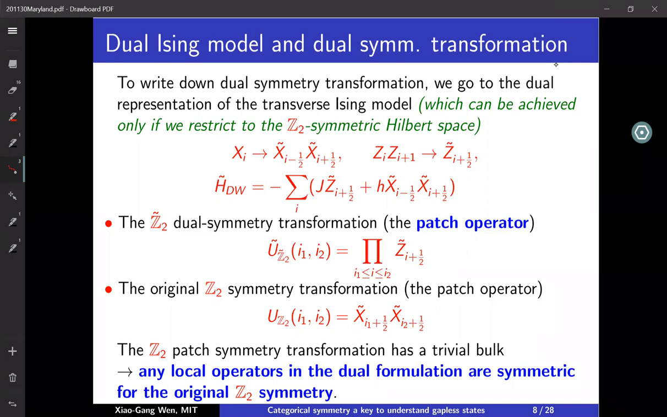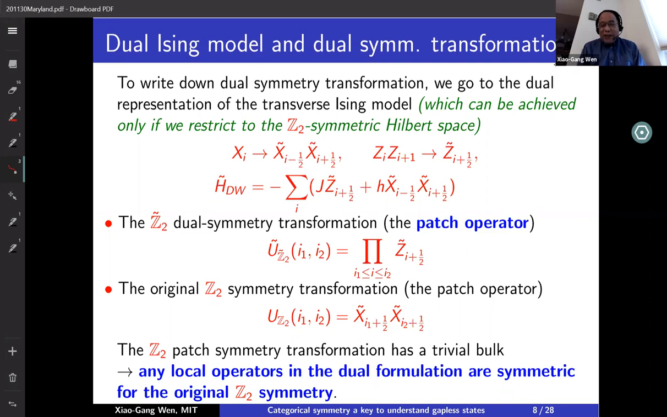But for non-on-site symmetry, I think it's also okay. You can also define the patch, because we don't care about the boundary. Okay, yeah. So the ambiguities at the boundaries won't matter.